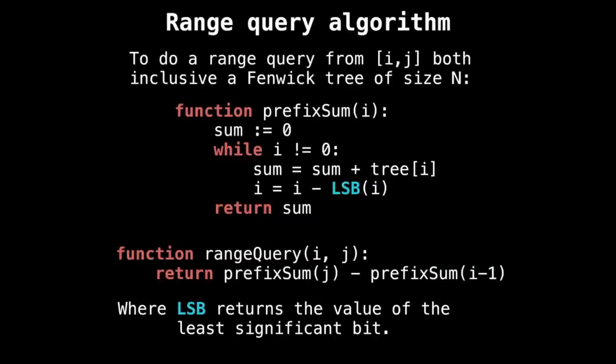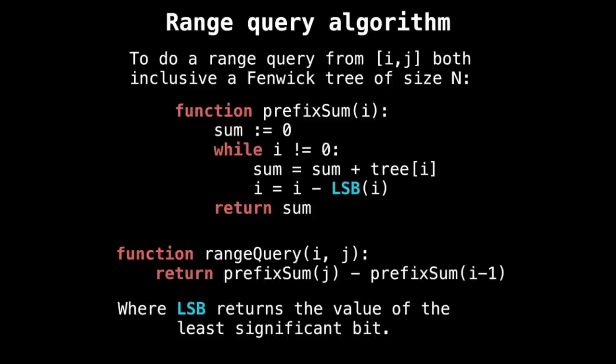So the range query algorithm is pretty much this. You see, it's literally no code. The range query from i to j, if we have a Fenwick tree of size n. So I'm going to define a function called prefix sum, which does that cascading down operation.